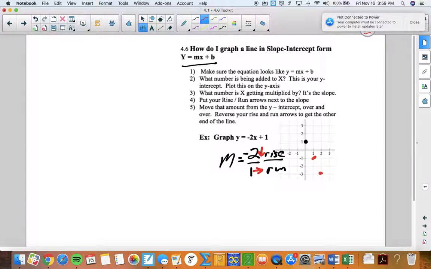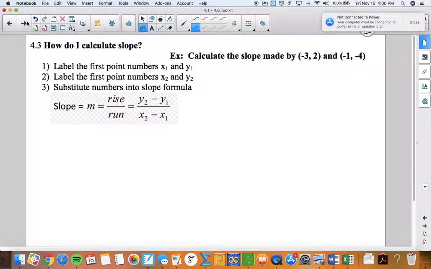Down 2, right 1. And then I can reverse the rise run arrows to get the other end of the line. So that means instead of going down 2, go up 2. Instead of going right 1, go left 1 from the y-intercept. Go up 2, left 1. See how that green dot lines up with my other points? It should. If it doesn't, double check how you did that. And now zing a line. Boom.